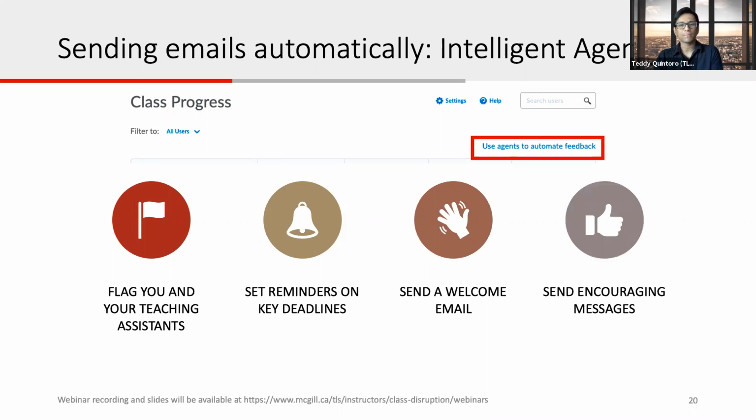And finally, you can also automatically send encouraging email messages based on the completion of activities. So for example, thank you for posting in the welcome discussion thread. Congratulations, you have completed half of the coursework. So those are some of the examples that you could use for intelligent agents.